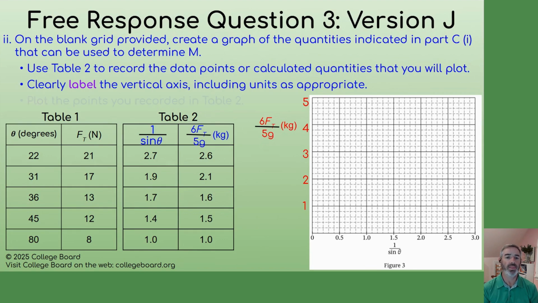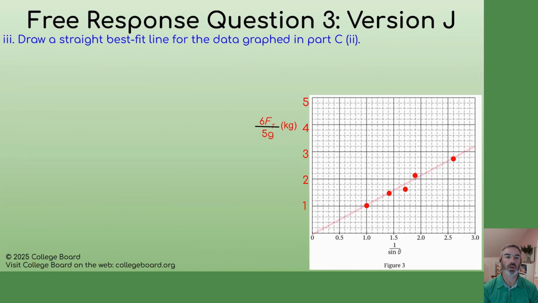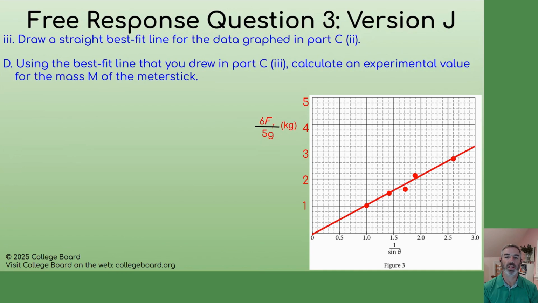Then we're going to plot our points: 2.7, 2.6, 1.9, 2.1, 1.7, etc., all the way to 1, 1 for our last data point. Then we're going to draw our line of best fit. Then after that, we're going to use that line of best fit to calculate the experimental value for the mass of the meter stick. Well, graphing it this way makes it easy because the slope is the mass.